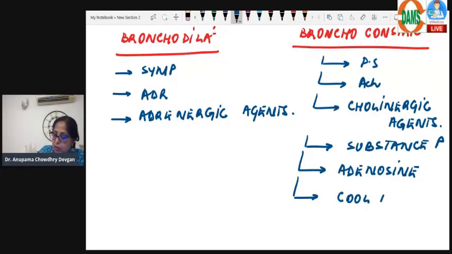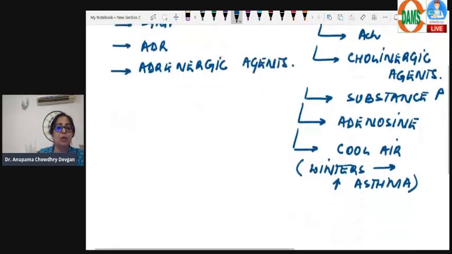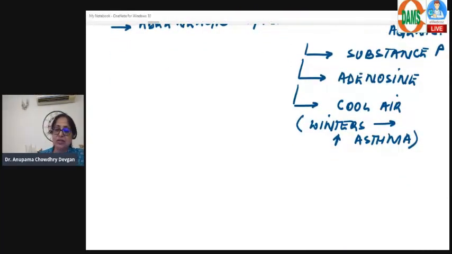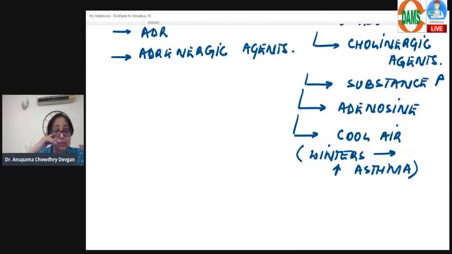Cool air also produces a bronchoconstriction. Adenosine, substance P, these are inflammatory chemicals. They will produce a bronchoconstriction. In winters, there is increased incidence of asthma, right? There is increased incidence of asthma seen in winters, because cool air itself is a bronchoconstrictor.